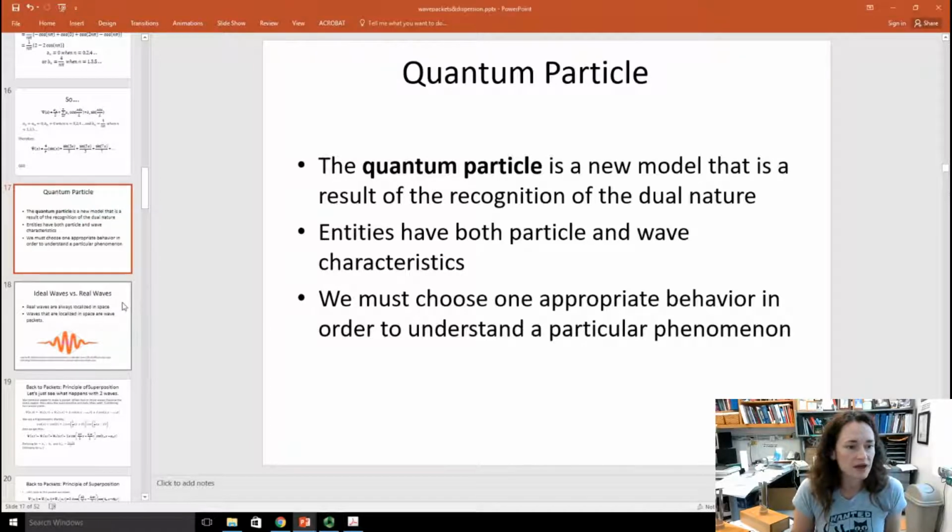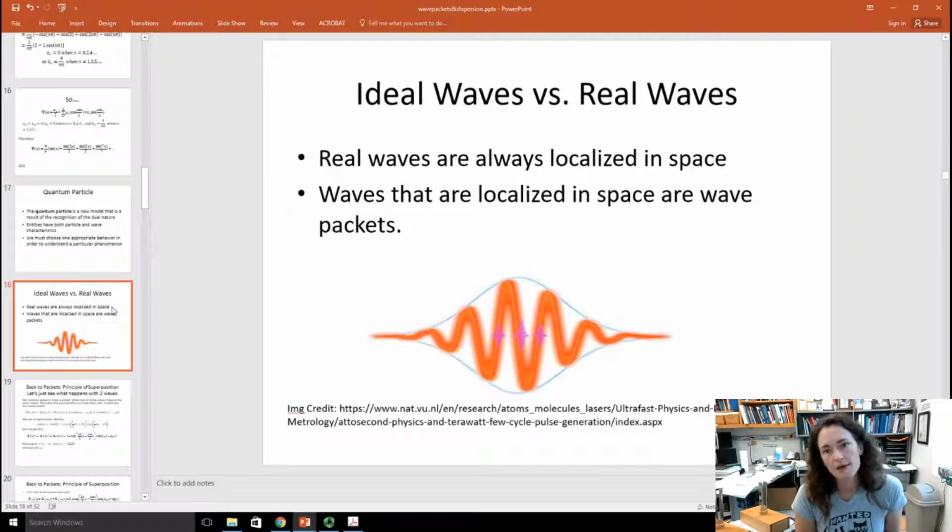Now remember that ideal waves versus real waves, it's not really the same thing. Remember that an ideal wave is sort of an infinite sinusoid. That's what most people picture. But real waves are always localized in space. And waves that are localized in space are wave packets. So most of the waves that we talk about are going to be wave packets.